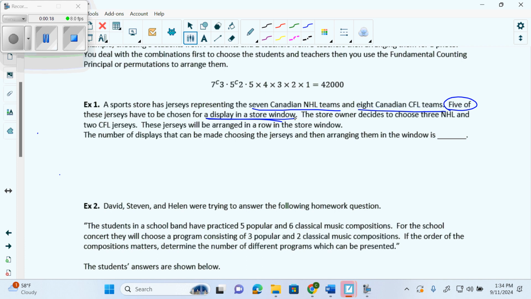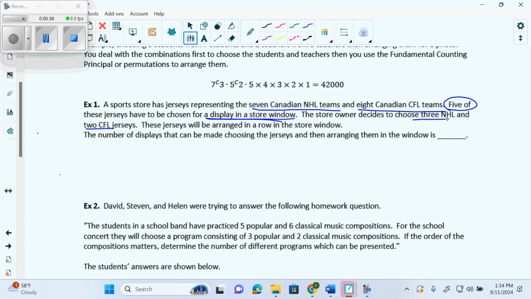And displaying it in a window, if I display anything, I'm making order matter, right? Because with a display, I can see a difference if I move stuff around. If I put posters on a wall, that's also order matters because I can see the posters if they move. We agree? Okay. So here it says the store owner decides to choose 3 NHL and 2 CFL.